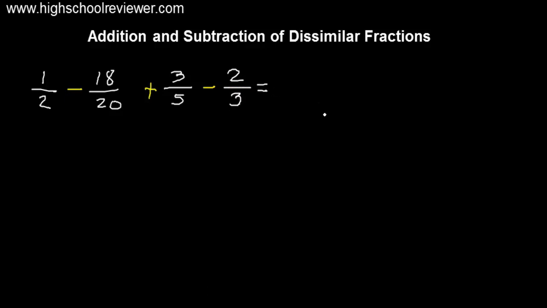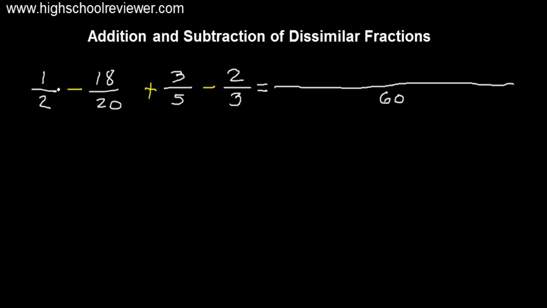Our next problem, we have 1/2 minus 18 all over 20 plus 3 over 5 minus 2 over 3. First, we are going to find the lowest common denominator. The lowest common denominator is also the lowest common multiple of 2, 20, 5, and 3. Now, the LCD here will be 60.